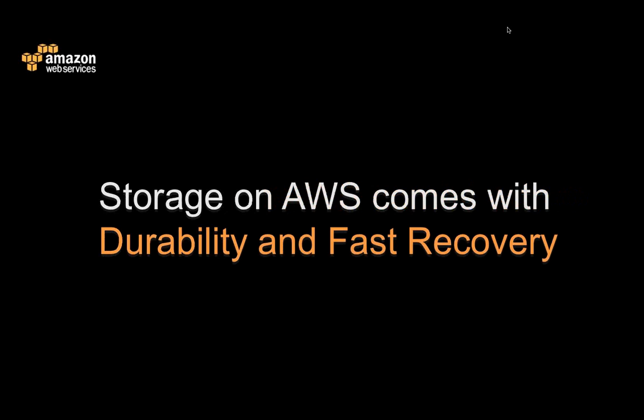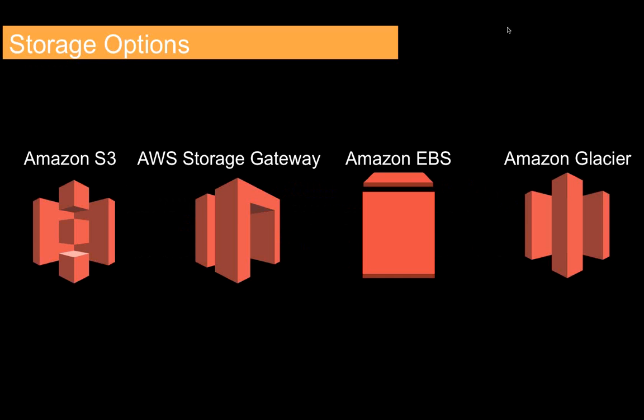Backup and restore on AWS gives you some options, and it gives you options not just for applications that are running in the cloud, but applications that you're running on premises as well. Because what you get with the storage capabilities that we have available are durability and fast recovery without the management overhead. The 4 storage options I'd like to speak about today are the Amazon Simple Storage Service, the AWS Storage Gateway, the Elastic Block Store, and finally Amazon Glacier.